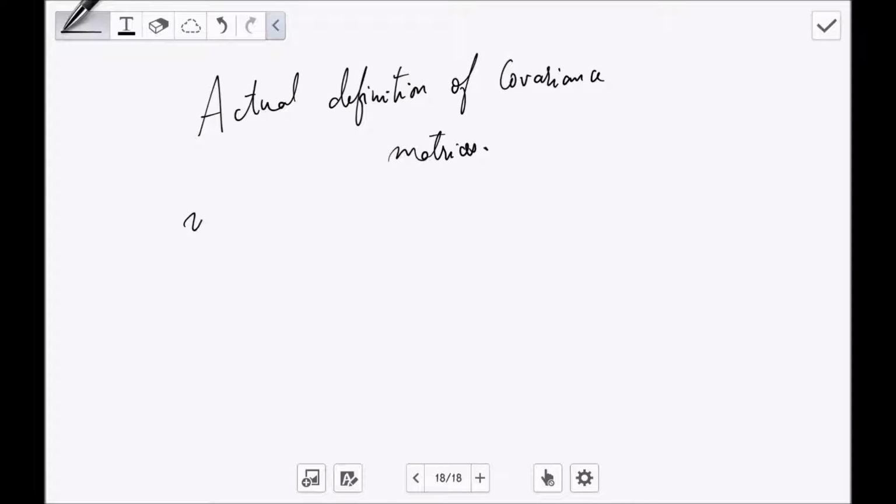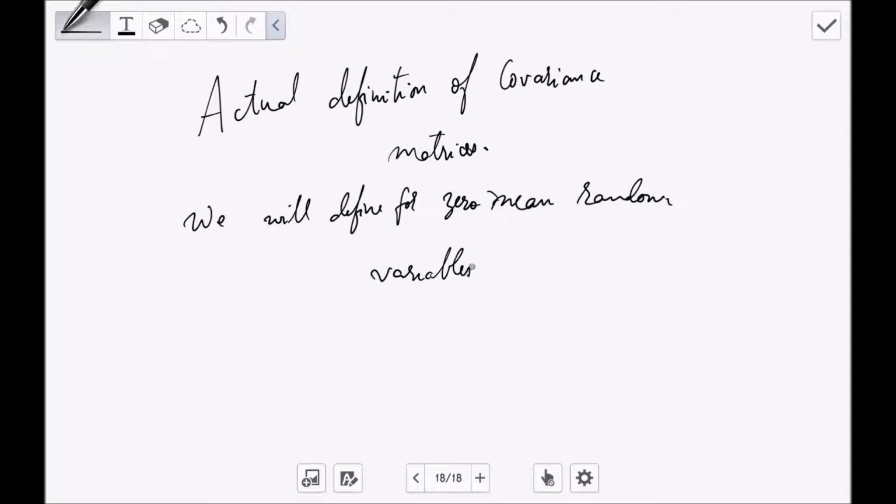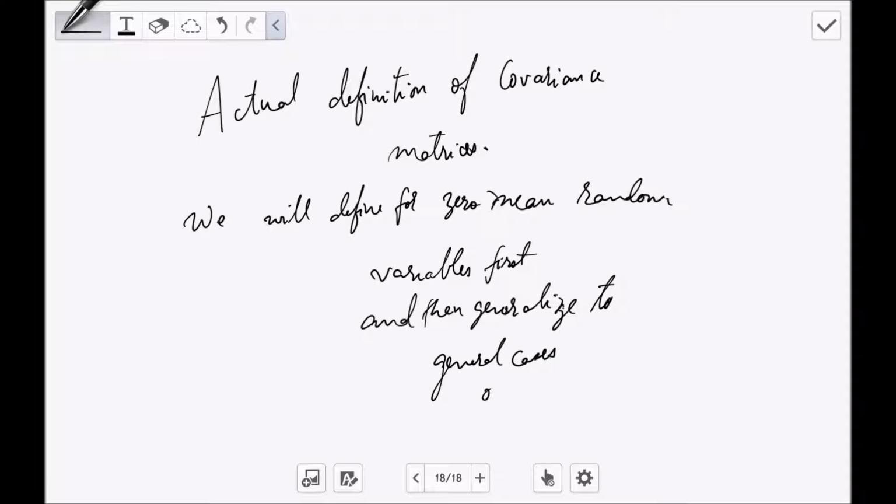So we will define for zero mean random variables first, and then generalize to general cases of non-zero mean random variables. Okay.